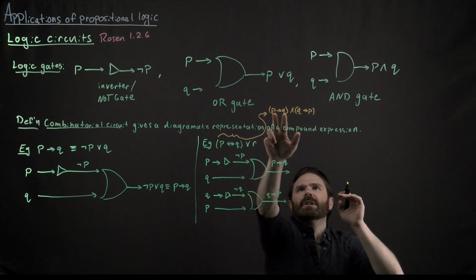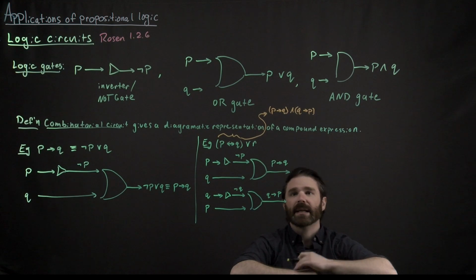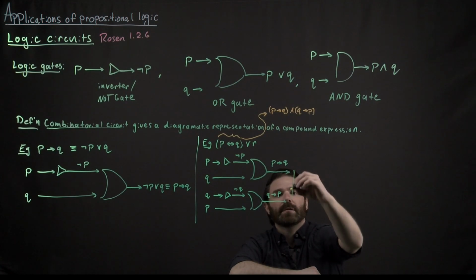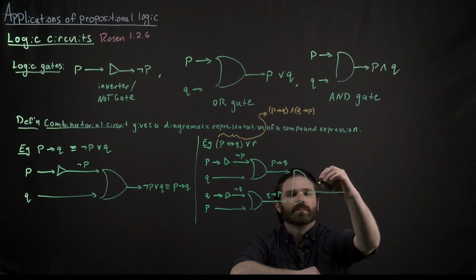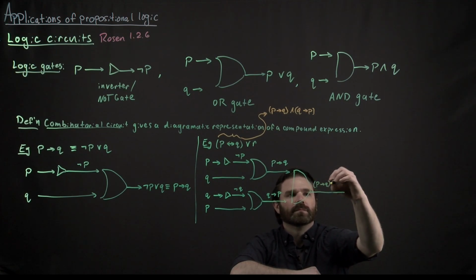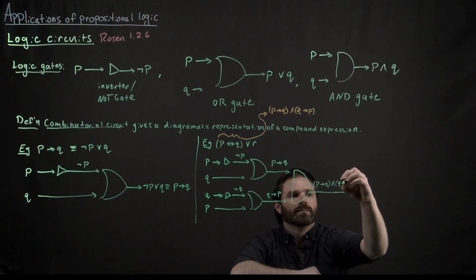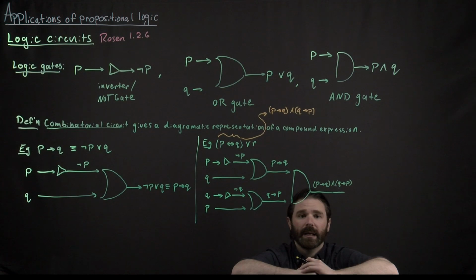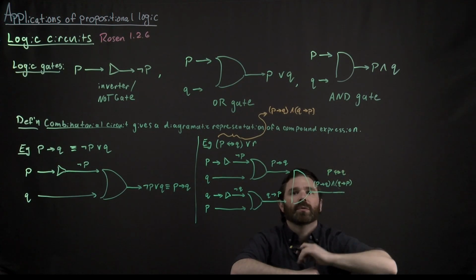Great, so I have this expression as a combinatorial circuit. Well, not really. I only have the left-hand side and the right-hand side. I need to combine them using an AND gate. So I'm going to take these two and combine them with an AND gate. And there we go. I have my P implies Q and my Q implies P, which we know is logically equivalent to P if and only if Q right here.